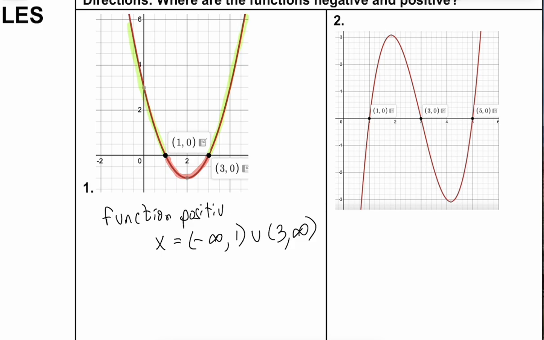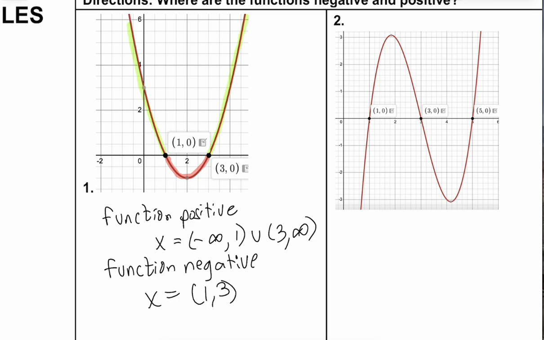Our function is positive. Okay, so remember, the word is describing what the function is doing. It is above the x-axis. The intervals are always the x's where that happens. Okay, we know our function is negative on what x's? Well, just this little piece right here, from an x value of 1 to an x value of 3, our function is under the x-axis. So we go from 1 to 3.